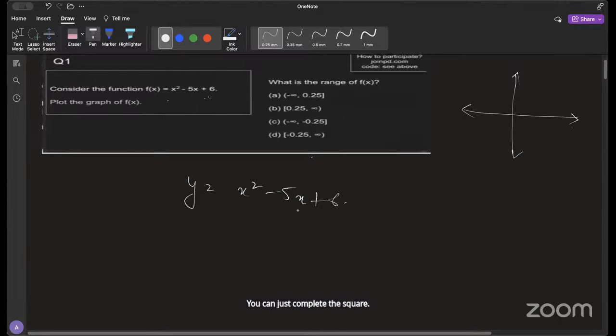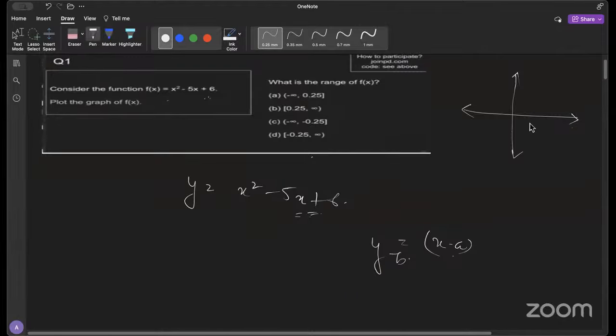Either you can complete the square here to make it of the form (x minus a) and (y minus b). That way it will be clear, and you can have the vertex and then the roots. The roots of this are x minus 2 and x minus 3. So the roots will be 2 and 3, right?